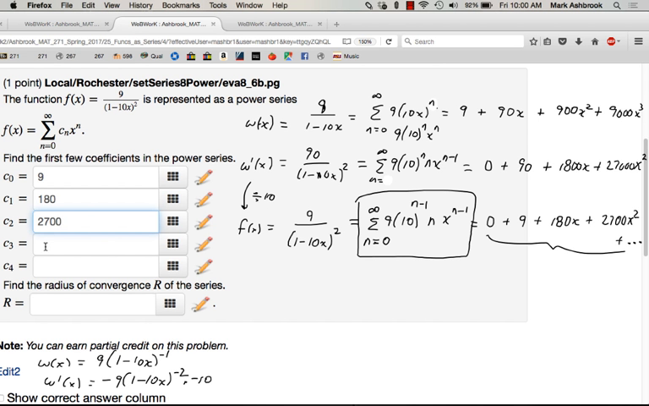All right, so we need some more. So what's going to give us C3 is when n is actually 4, right? Because when n is 4, we get the x cubed, and that'll be C3. So when n is 4, what do we get? 9 times 10 cubed times 4. So we can just put it in like that. 9 times 10 cubed times 4.